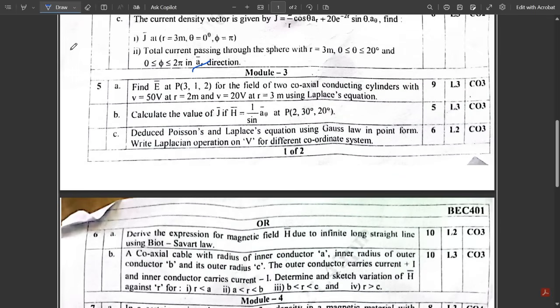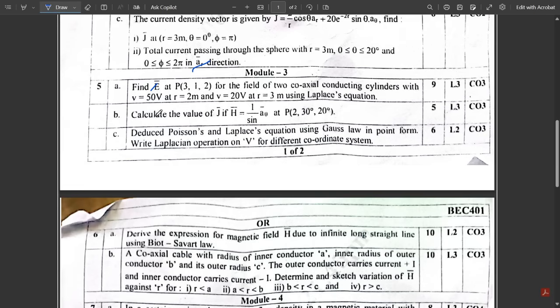Next, module 3. Here, the first question is to find E at point P(3,1,2) for the field of two coaxial conducting cylinders with V equal to 50 volt at R equal to 2 meter, and V equal to 20 volt at R equal to 3 meter, using the Laplace equation. Using the Laplace equation, you can easily find the electric field intensity, that is E is equal to minus del V. They have given a particular point, so use that formula. They have given two separate conditions, solve for the two separate conditions and get the answer. Okay, it's very easy, a direct formula.